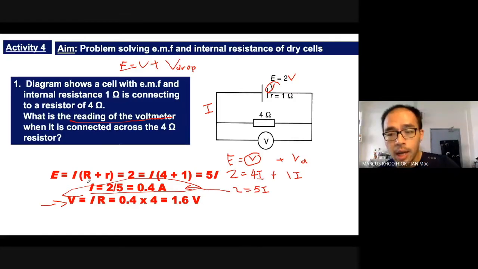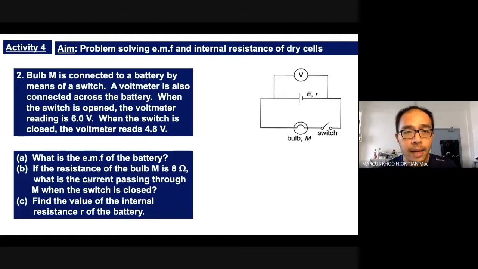Okay, next question. Bulb M is connected to a battery by means of a switch. A voltmeter is connected across the battery. So this is a key word. Across the battery means we are talking about E.M.F already. We're not talking about Ohm's law. When the switch is open, the voltmeter reading is 6.0 volts. So this 6.0 volts refers to your E.